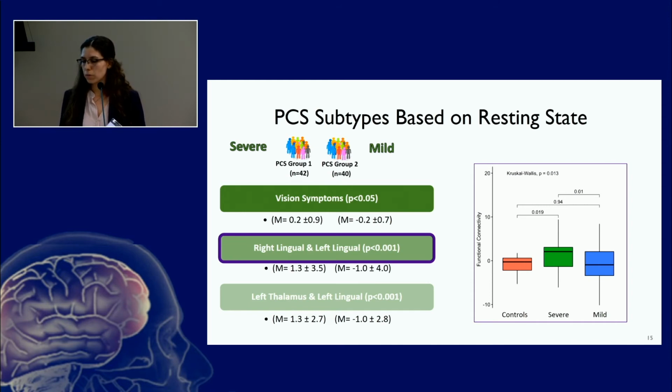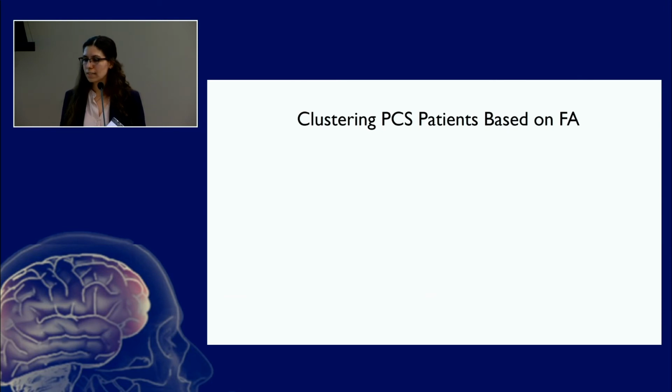The same thing goes with this one. The coupling between these groups is actually significantly higher in the severe group compared to the controls, but mild and the controls are showing some sort of similar profiles, which we find really interesting. The same idea goes with the structural connectivity. We're looking at fractional anisotropy in this case.